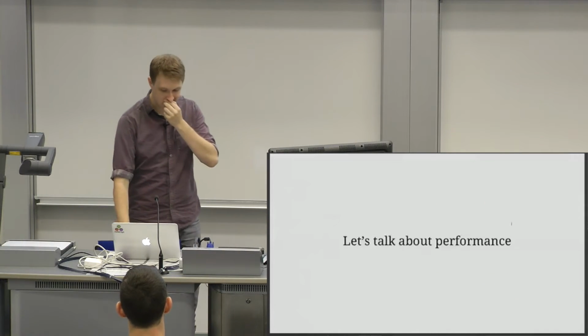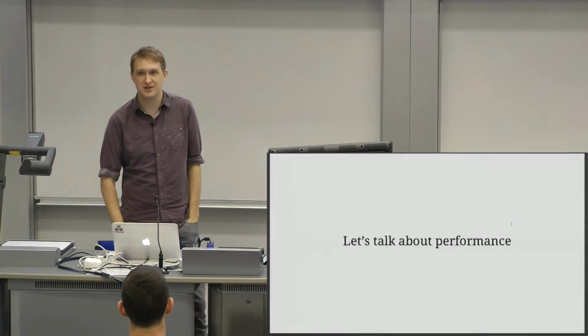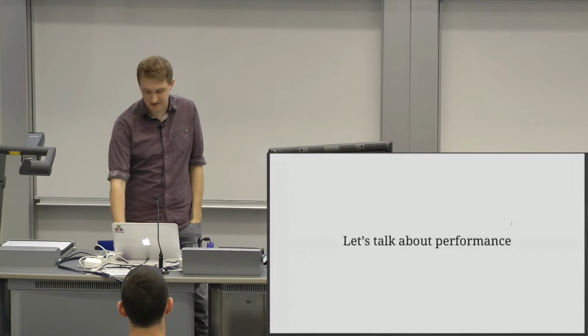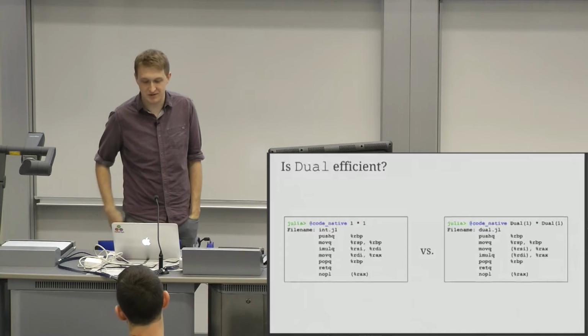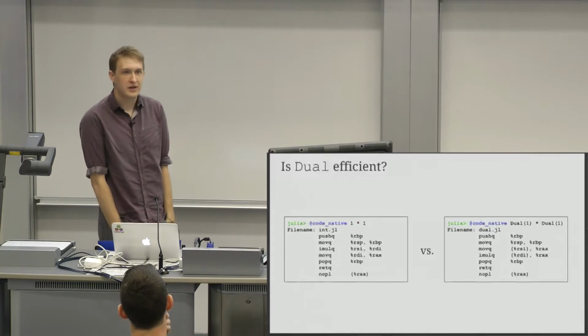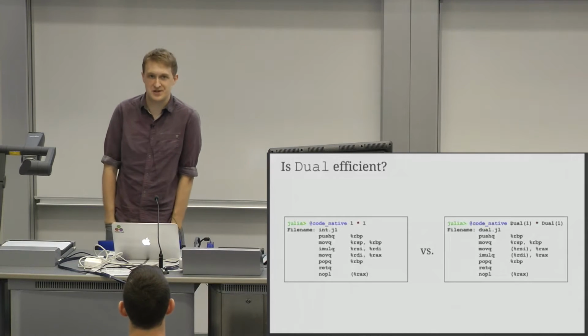So we should probably talk about performance. I mean, that's kind of why I'm sure a lot of you are here. You're like, oh, Julia, I heard it's fast. So let's see whether it is. So one thing we want to ask ourselves probably is, how slow is the dual type compared to just hard coding these kinds of operations?